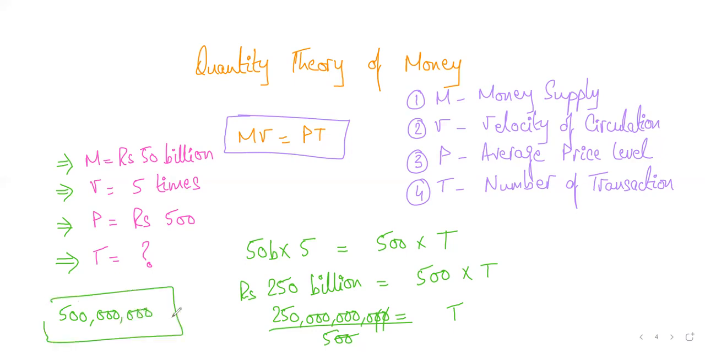You can use your calculator to calculate this, right? So this means 500 million, because million has 6 zeros. So T turns out to be 500 million. So in a year in Pakistan, 500 million transactions take place according to this data, right?